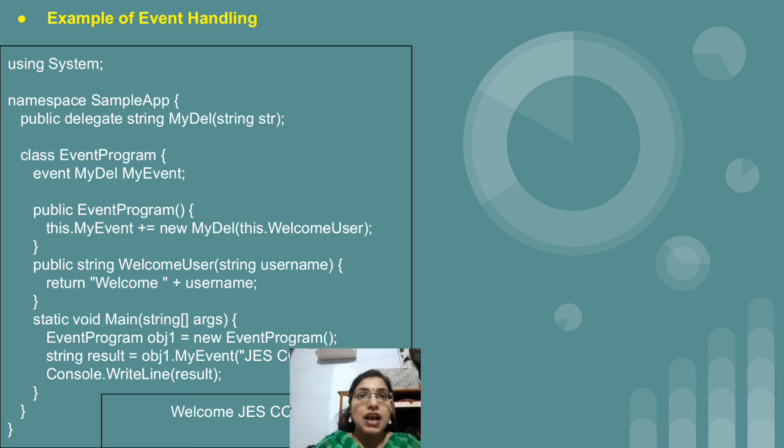Then we have created the class EventProgram. In the EventProgram class we have declared the event. How do we declare the event, as we have just seen? Write the event keyword, then the name of the delegate. What is the name of our delegate? mydel. And after that write the event name, that is myEvent, semicolon.